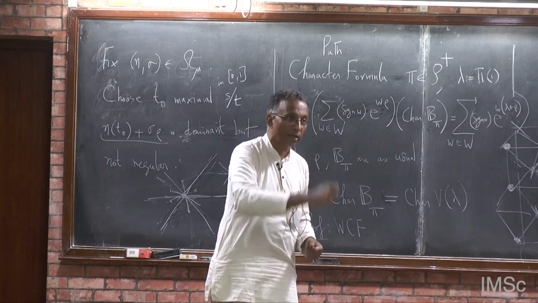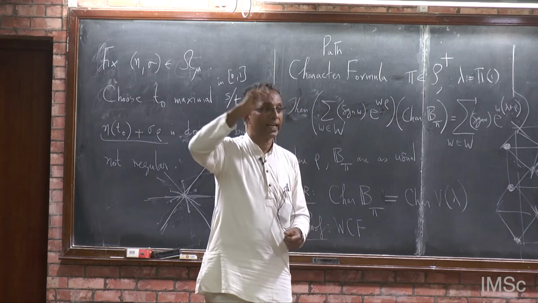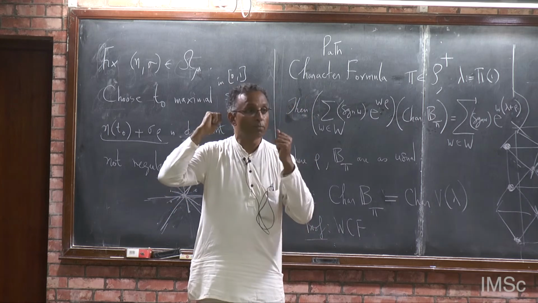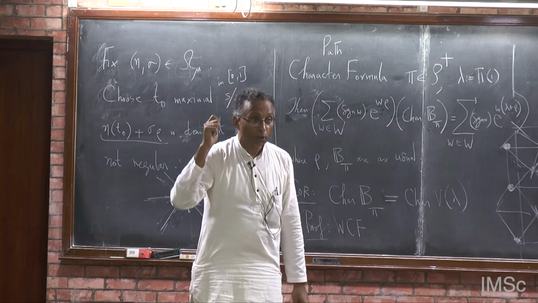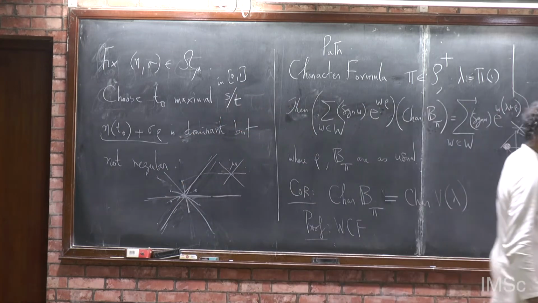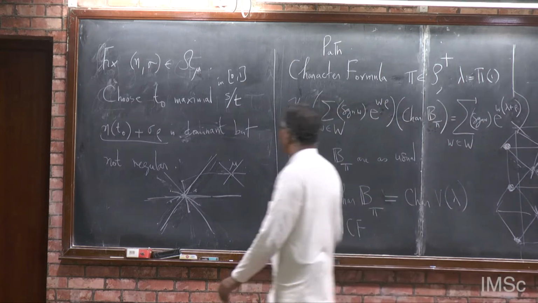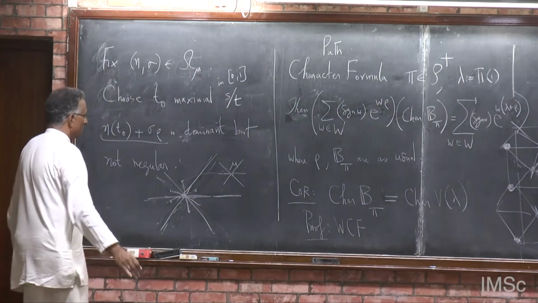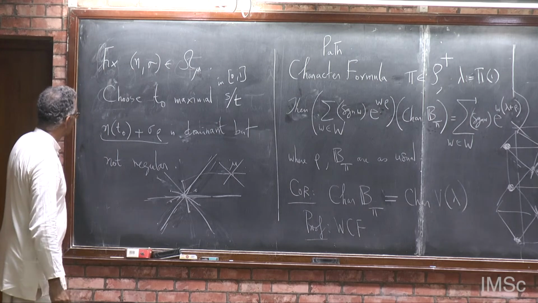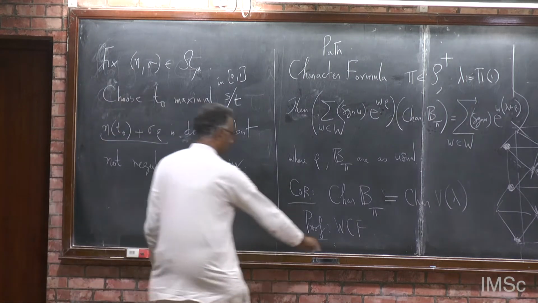So I must have started at rho and ended at lambda, which means my end point is lambda plus rho. But I have assumed mu is not equal to lambda plus rho. So that's the proof that such a thing exists.